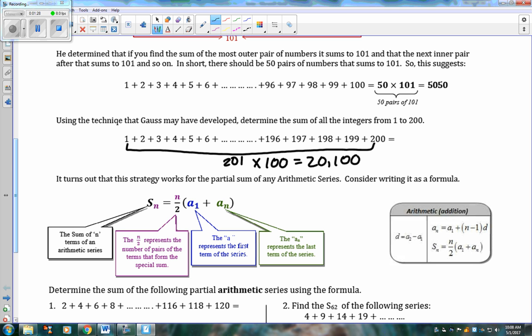So using this method, we can find a formula that will help us find the sum of an arithmetic series. The sum of the terms is equal to the number of terms I have divided by 2. In this problem we had 200 terms, so we took 200 divided by 2, gave me 100, and then added my first term and my last term together and multiplied. So this is the formula that I'm going to use.